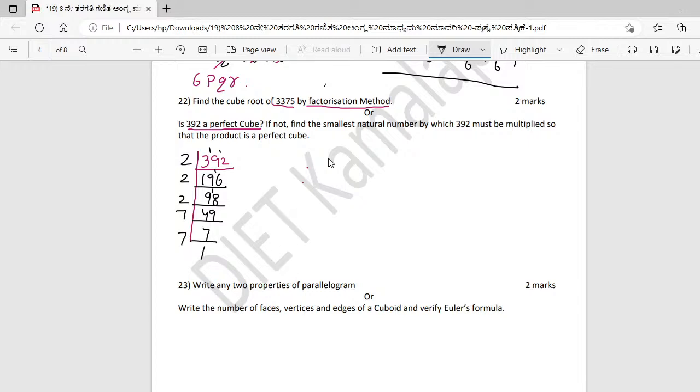We got the last answer as 1. We cannot proceed further, and you can see it. If it is a perfect cube, then every factor would have been repeated in the form of a triplet. Triplet means 3 times. Only the factor 2 is repeating 3 times, but 7 is not repeating 3 times. Therefore 392 is not a perfect cube. What can we say? 392 is not a perfect cube. Yeah, we got it.